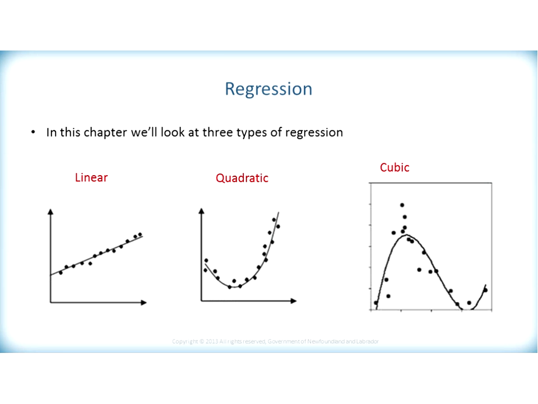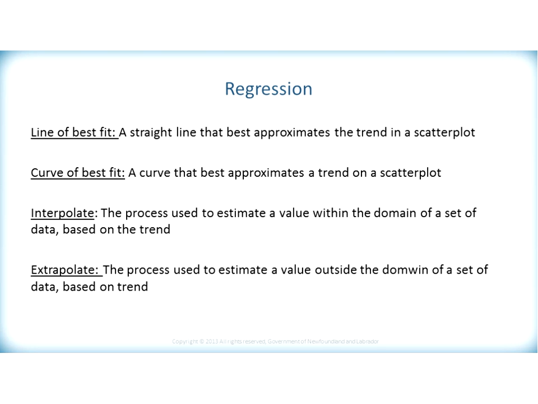As with the rest of the chapter, we'll look at 3 types of regression: the linear regression, a quadratic regression, or a cubic regression. So regression, a line of best fit, is a straight line that best approximates a trend in a scatter plot. We will also see curve of best fit, which is a curve that best approximates a trend in a scatter plot. We are going to interpolate data, and we're going to extrapolate data.